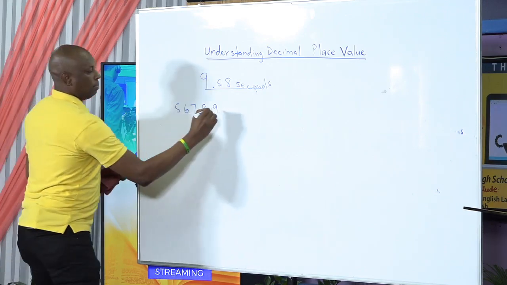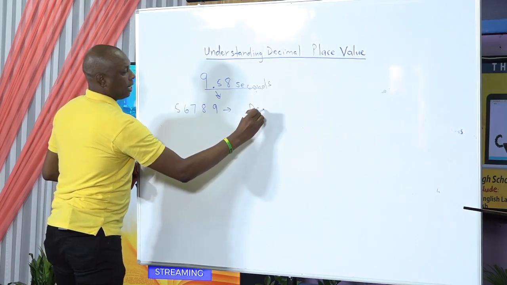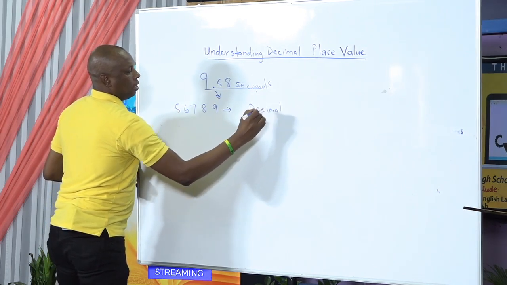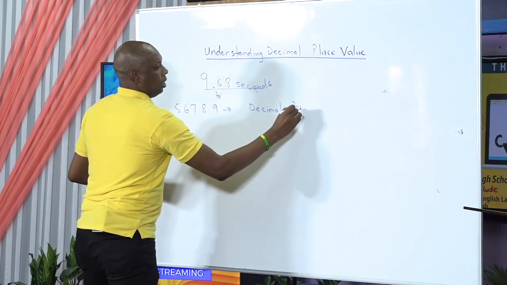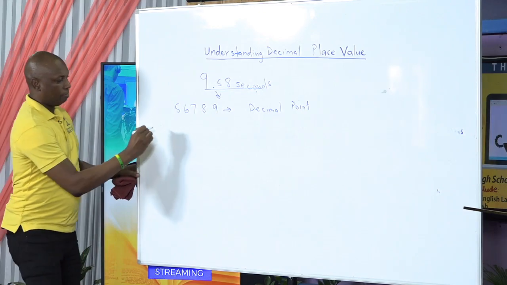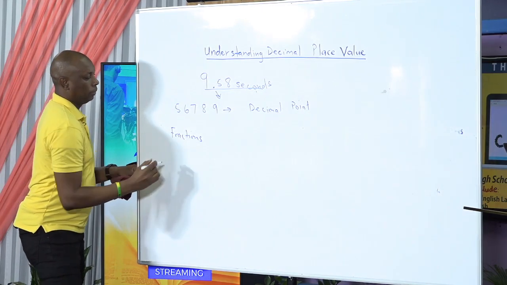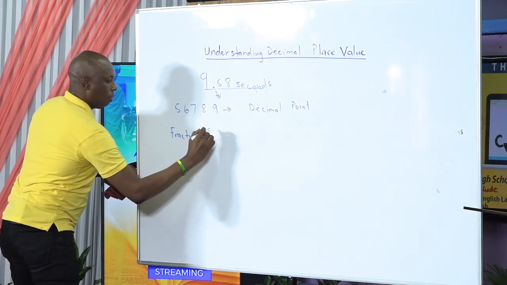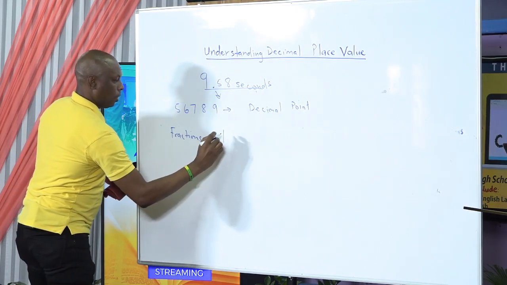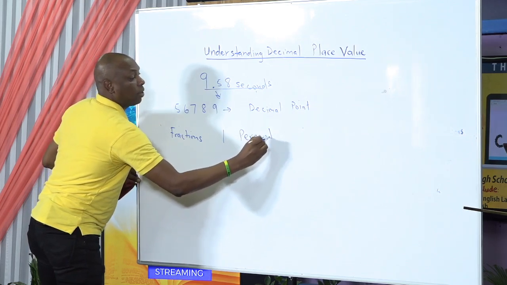So a decimal number is a number that uses a decimal point. It's a key concept. It uses a decimal point, and decimal numbers are related to fractions, and they are also closely associated with percentages, which we have looked at.